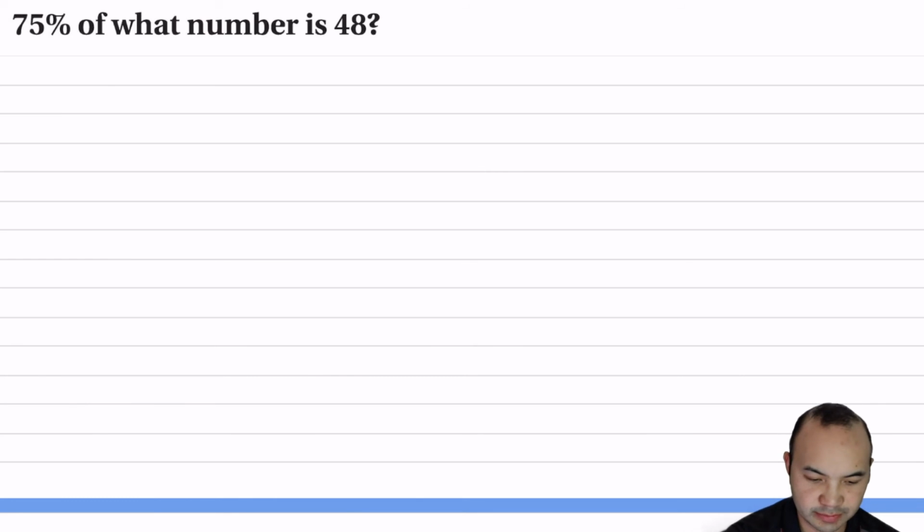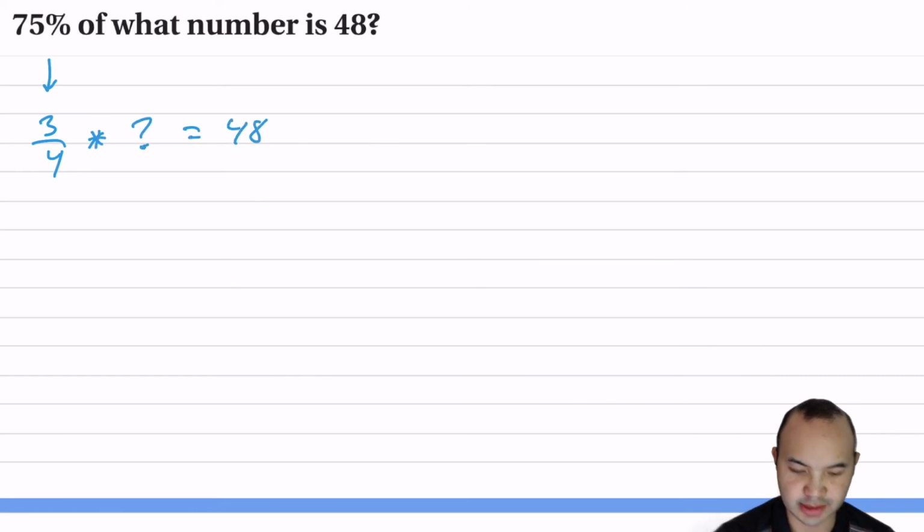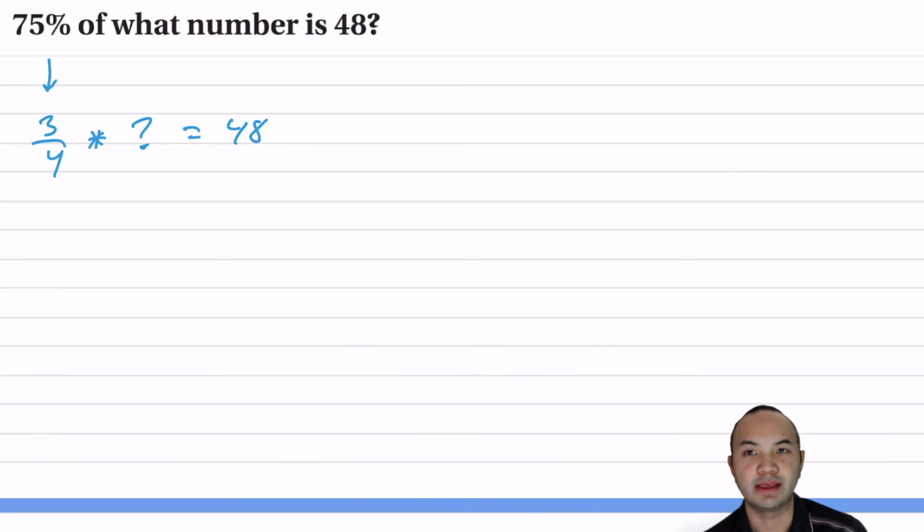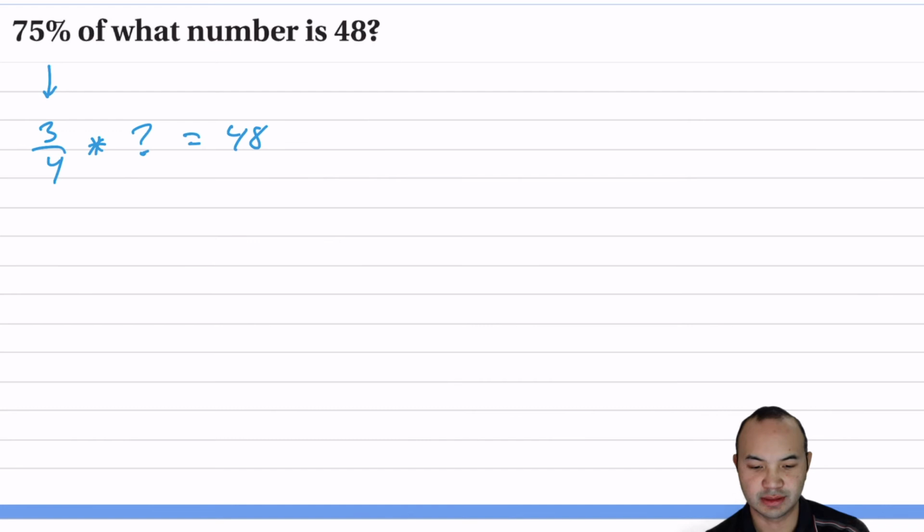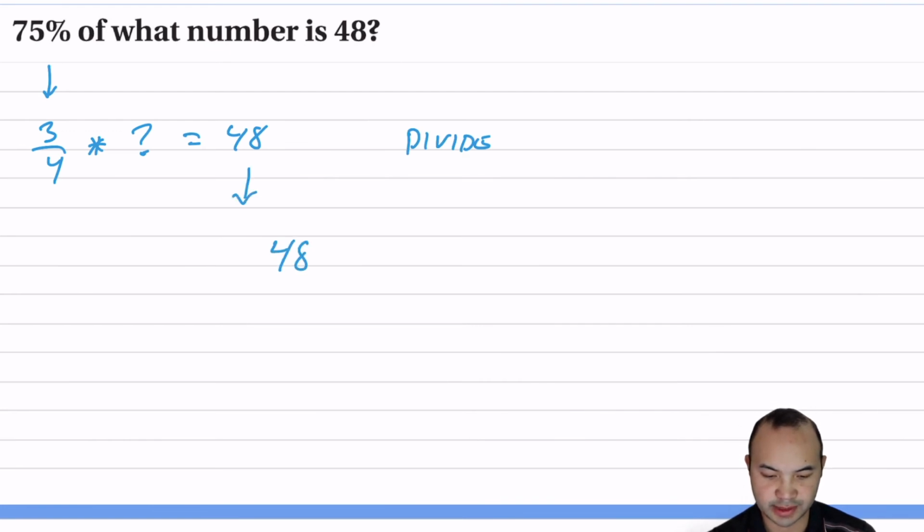So 75%, so I'm going to make this 3/4 of, that's multiplied, what number is 48? Remember, if you don't know what this number is, then you're going to need to divide. You're going to divide 48 divided by 3/4. So 48 over 1 equals 3/4.